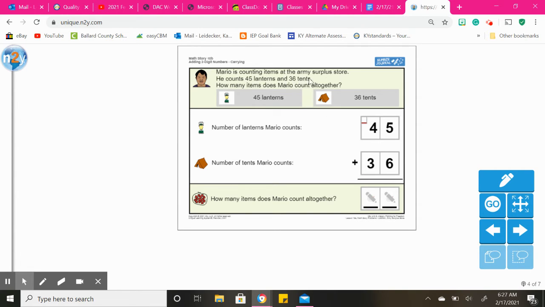Mario is counting items in the army supply store. He counts 45 lanterns and 36 tents. How many items does Mario count together? So I know 5 plus 5 is 10, so one more is going to be 11. So I have to carry my 1, and now I have to add these all together. So 4 plus 1 is 5, plus 3 more is 8.